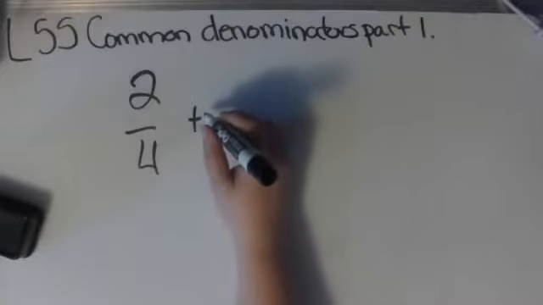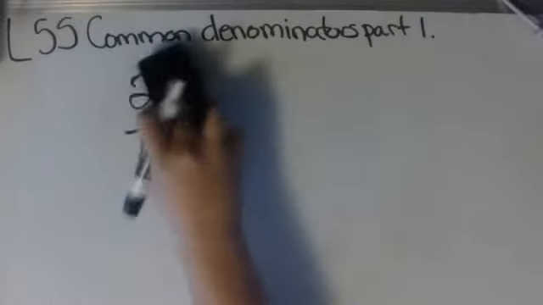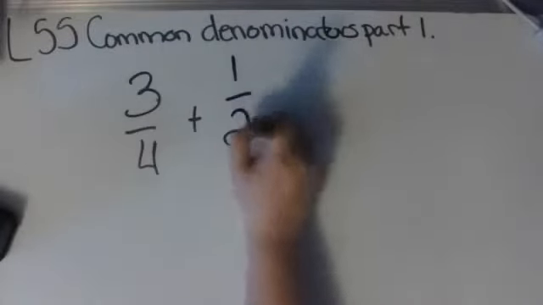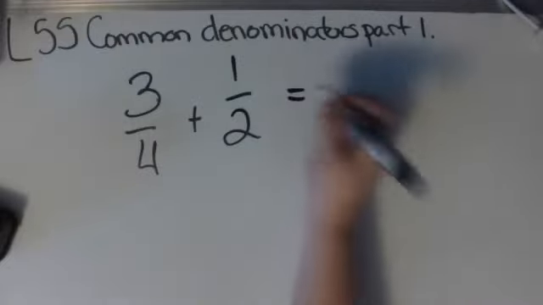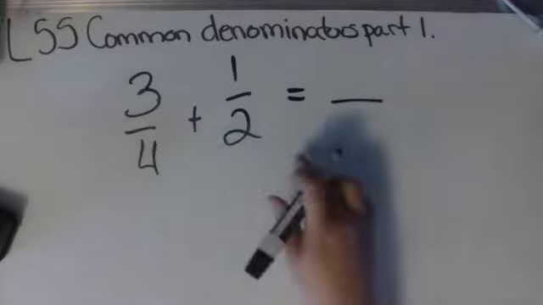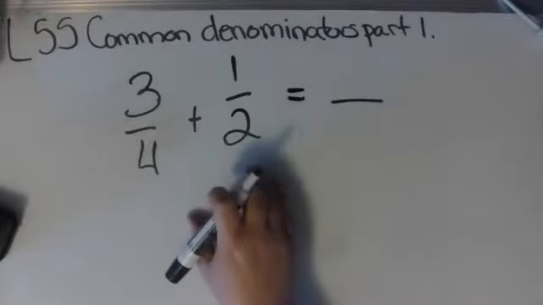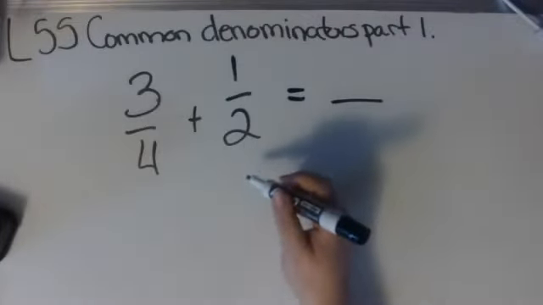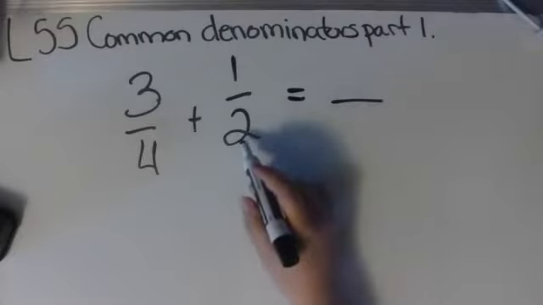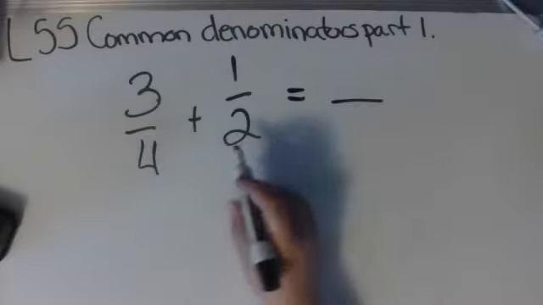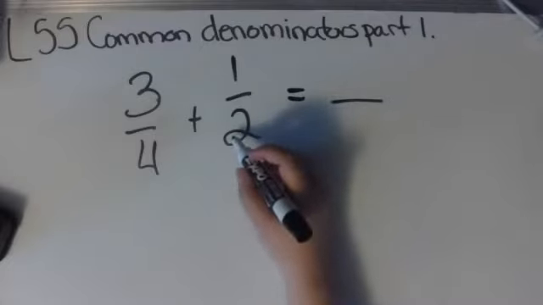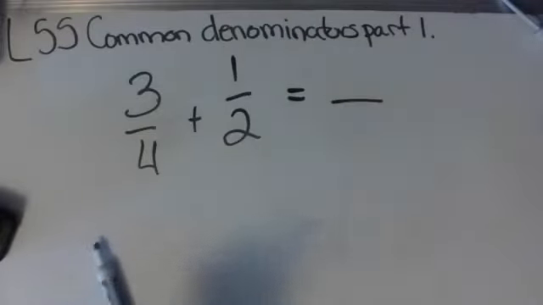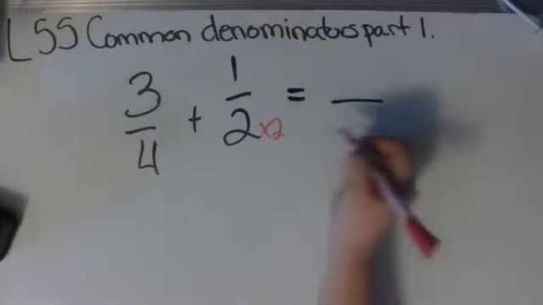What if instead of having that, I have 3/4 add 1/2? Okay, now we have a tricky problem because I can't just bring the 4 straight over. I have two separate denominators. So I'm going to turn them both into common denominators, the same, like I did before. So we're going to change this one to match this one. How I'm going to do that is I'm going to look for a number that I can times 2 by to make 4. Now, what can I times 2 by to make 4? Well, I can times 2 by 2 to make 4.